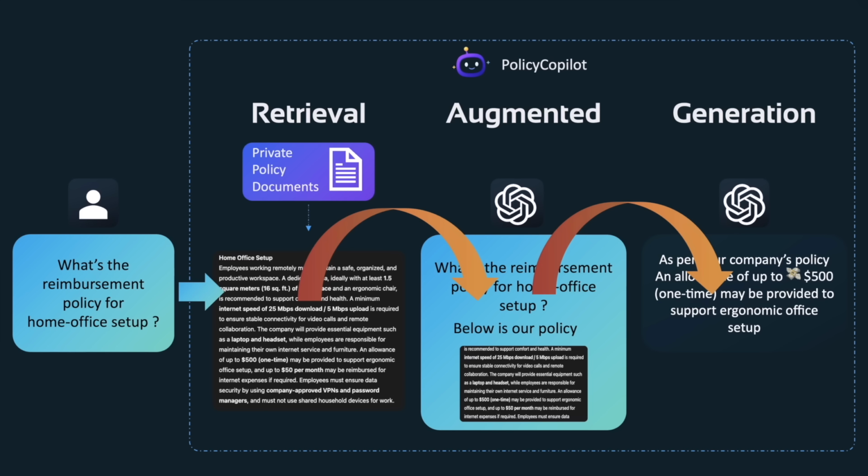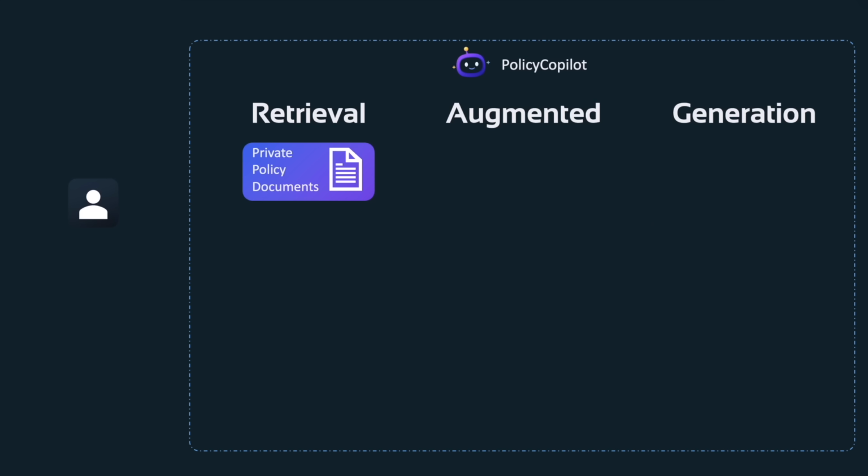User query goes to retrieval, then augmentation, then generation, and finally response. But this is just the high-level view. In a real system, there are many more components working behind the scenes to make this happen smoothly, efficiently, and reliably.